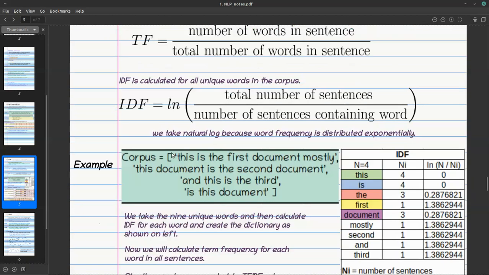Right. So the total number of sentences. How many sentences do I have? It's one, two, three, four. So this is always a constant. Four, divided by, what's the meaning of this? The number of sentences containing the word.